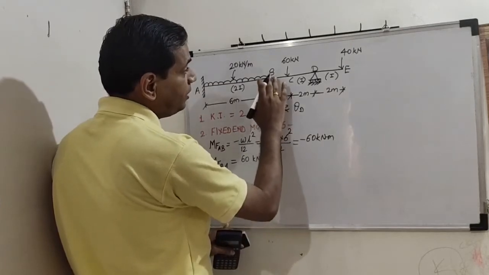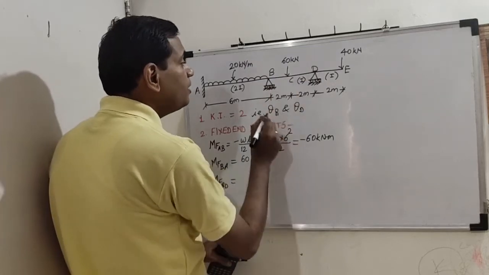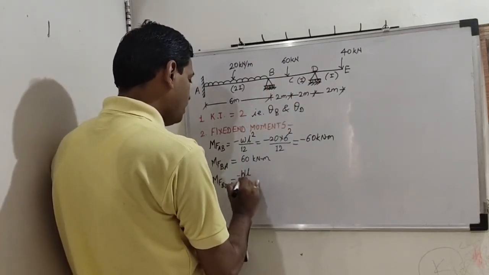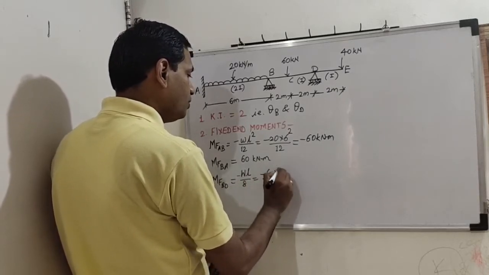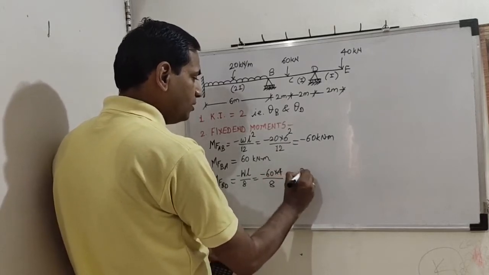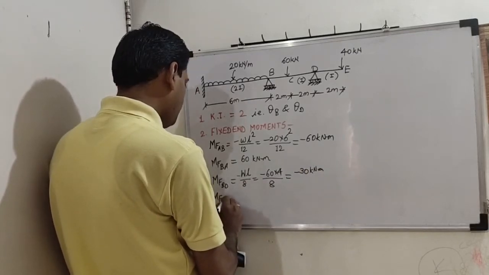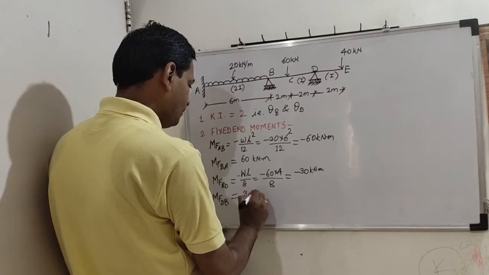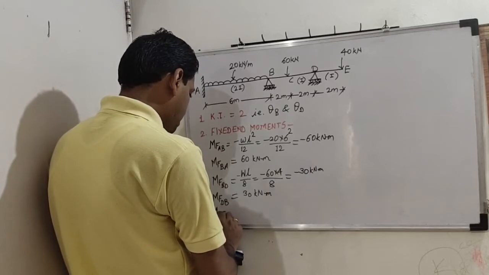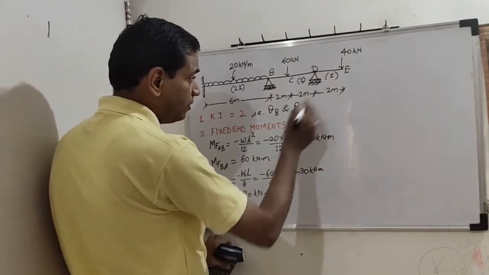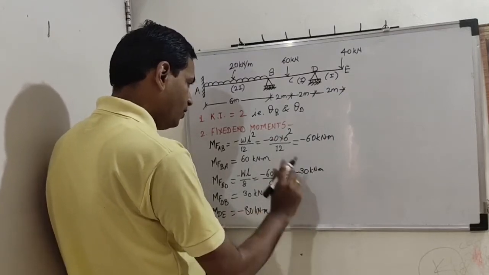Then there is no BC, there is BD. So MFBD. MFBD, central point load. So minus WL by 8. So how much is that? Minus 60 into 4 by 8. So how much will this be? Minus 30 kilonewton meter. MFDB will be plus 30. Okay. And as discussed earlier, for MDE we are going to get the final moment 14 to 2 with minus sign. Minus 80 kilonewton meter. Okay.